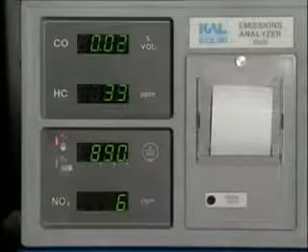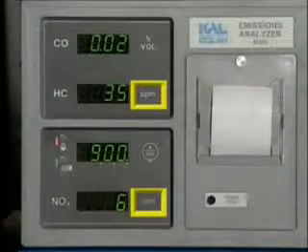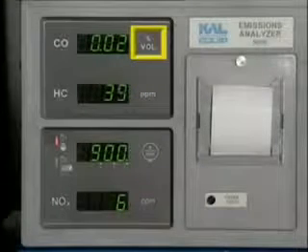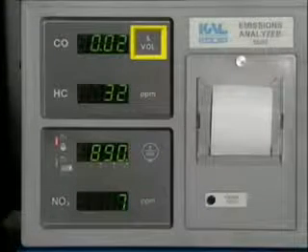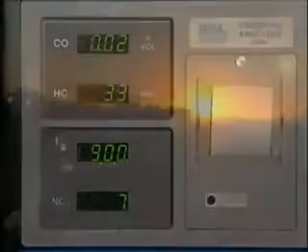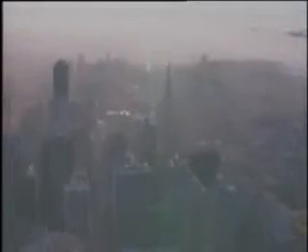Hydrocarbons and NOx emissions are commonly measured in parts per million, while CO is indicated as a percentage of the total exhaust gas sample. When the sun is shining and the atmosphere contains a high concentration of hydrocarbons and NOx, the two compounds react chemically to form photochemical smog.